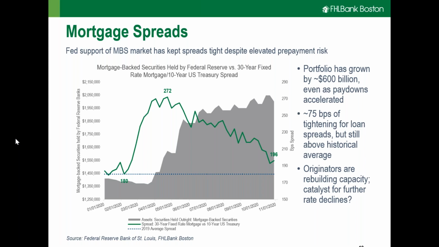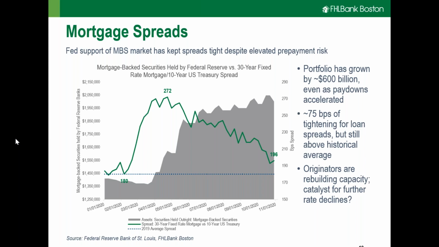And if you look at the gray area, you can see massive growth in the Fed's MBS holdings, which has kept MBS prices high and spreads tight. As the Fed's purchasing ramped up and continues, loan spreads had to tighten towards historical levels, as you can see by the green line. If you picture back to the previous slide for a second, where mortgage rates and treasury yields moved in opposite directions, spreads tightened independent of the rise in treasury rates.